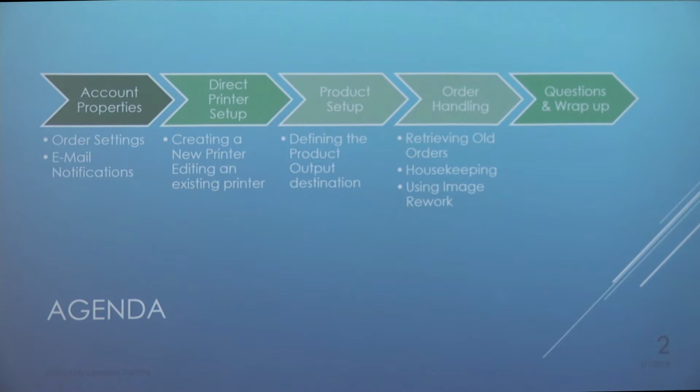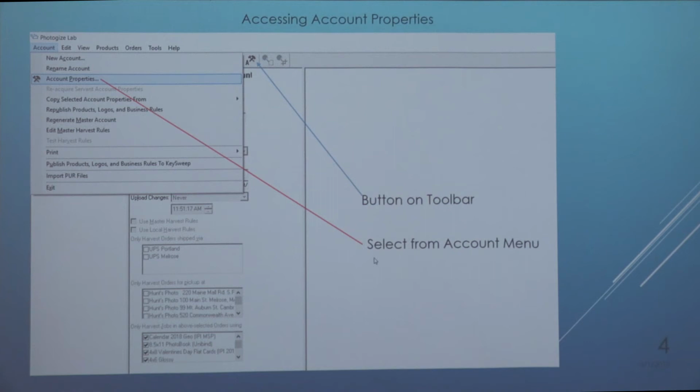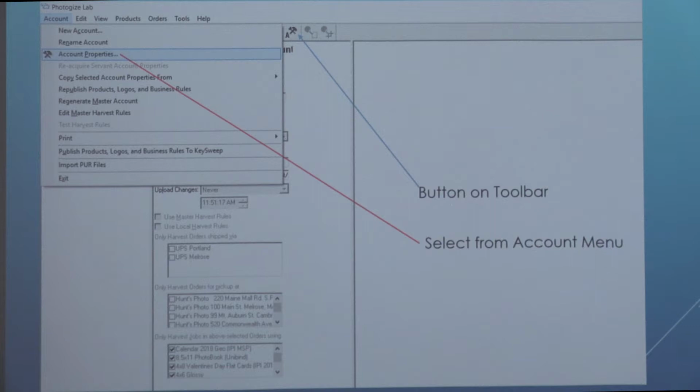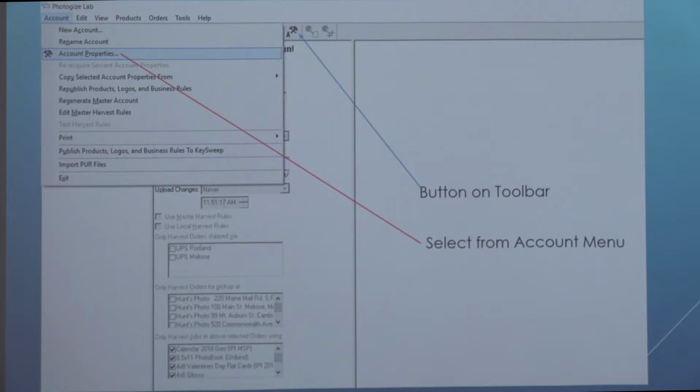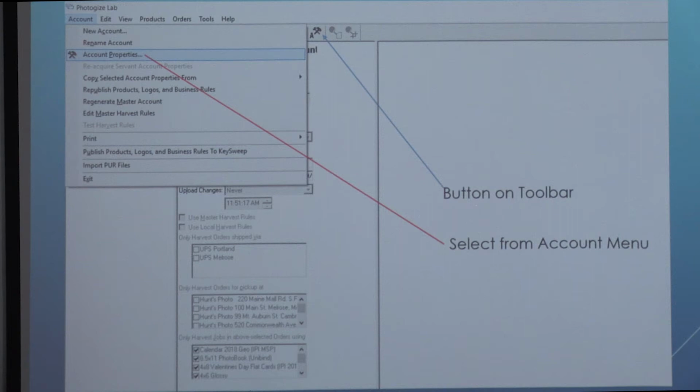All right, account properties. How to get to account properties. What you can't see under the menu that's dropped down there is you have to select the account you want the account properties for. And you can either get it from the menu, you can get it from that A with the hammer and wrench over there. You can also right click on the account, but two out of three is up here. And that will bring up the account properties dialog.